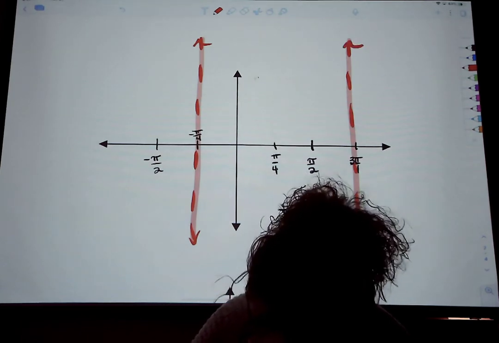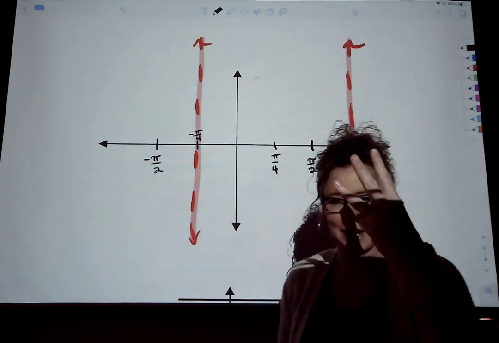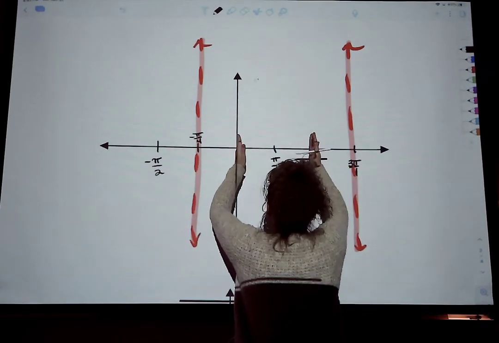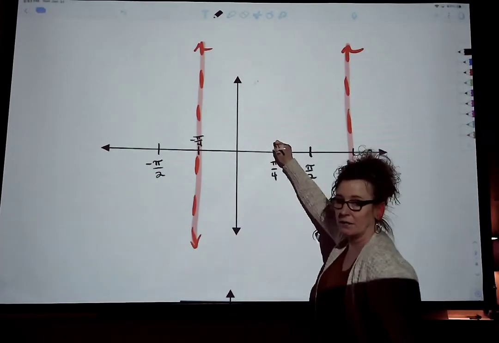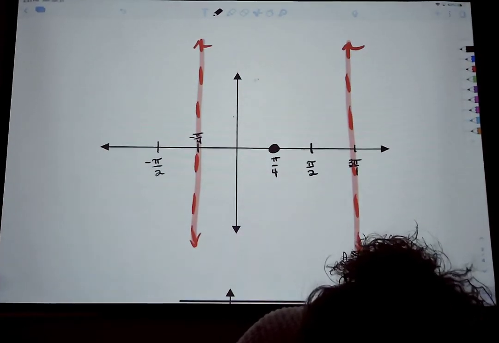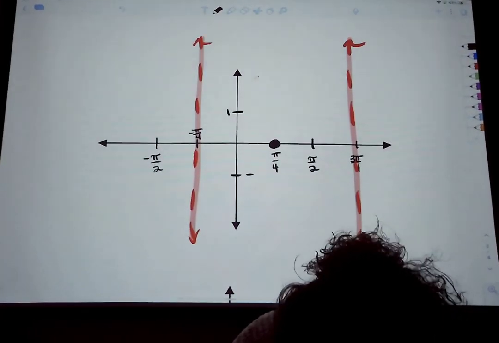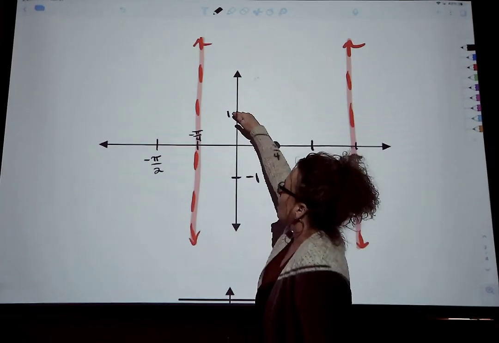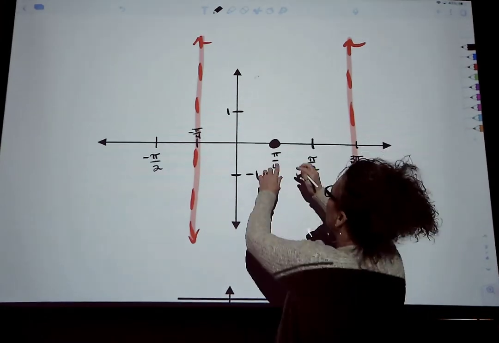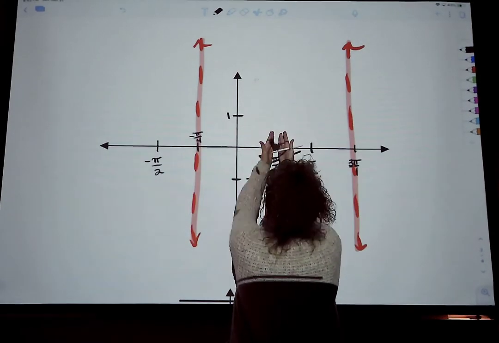New asymptotes. Now, 3 points. Ready? Find your way to the middle. Make a point on the x-axis. I put positive 1 on my y-axis and negative 1 on my y-axis. Now, ready? So this is halfway.